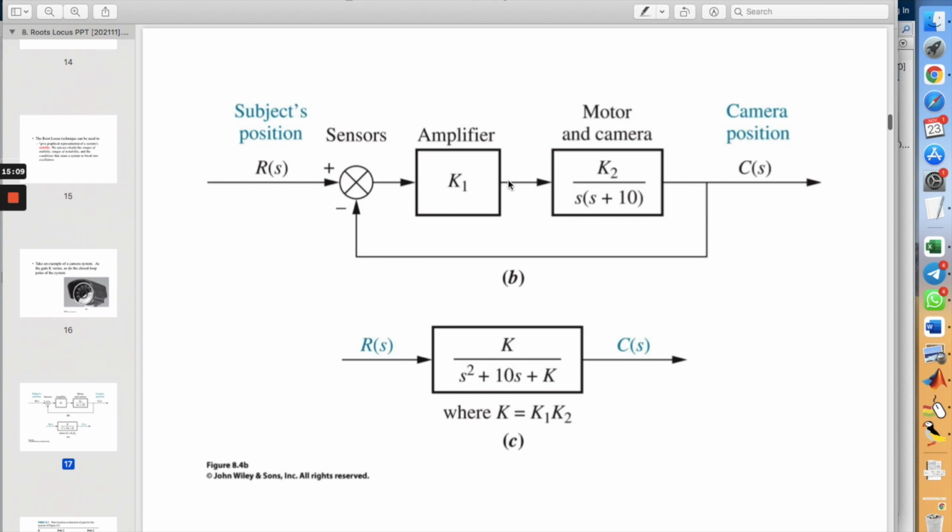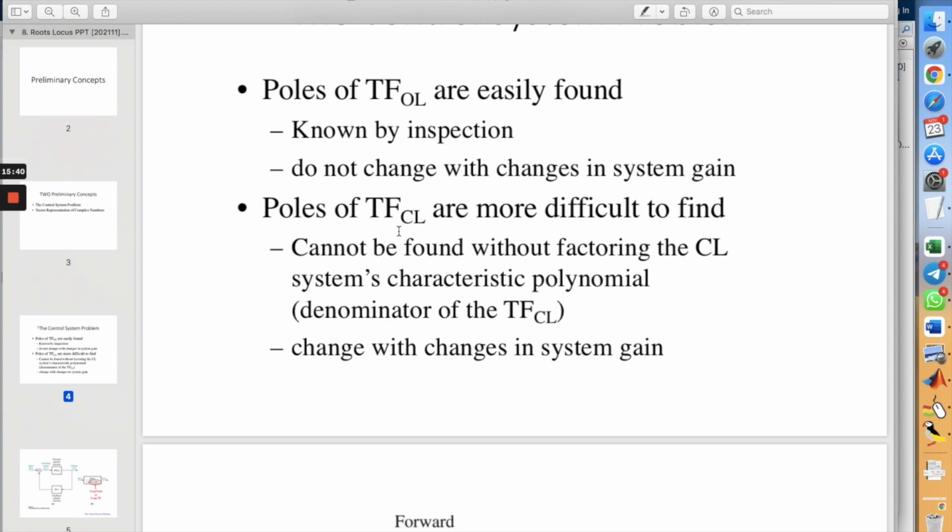So this is the open loop transfer function, k2 over s plus 10. The open loop transfer function is k2 over s plus 10 multiplied by 1. So whenever we change the value of k, the open loop poles will always be 0 and negative 10. Poles of closed loop transfer functions are more difficult to find.